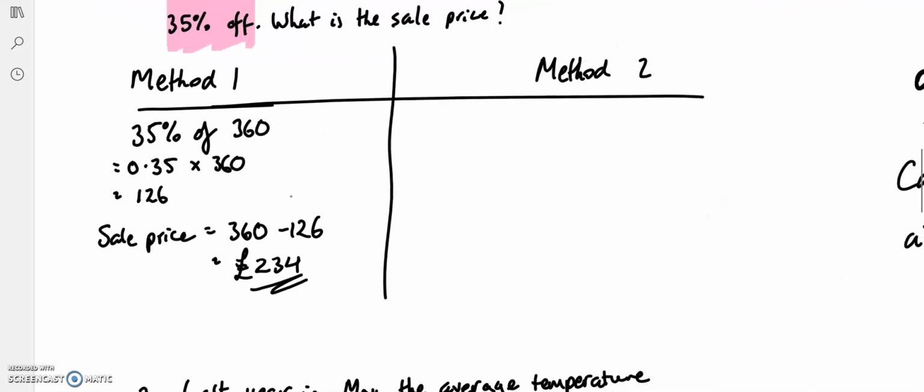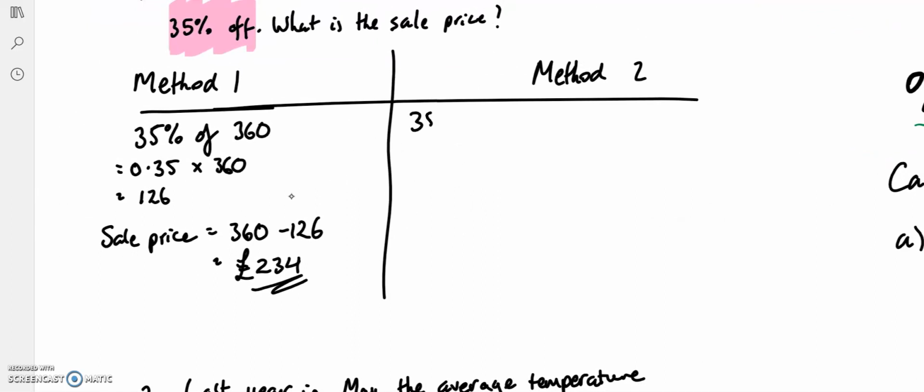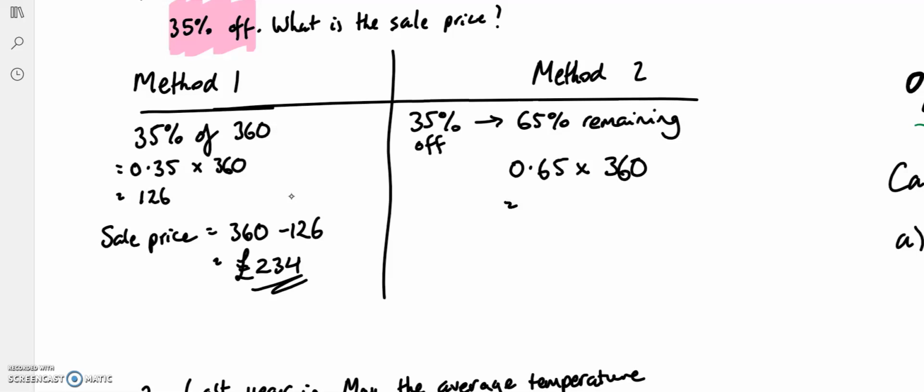Method two is called the multiplier method. If we have 35% off, that means that there's 65% remaining. So instead of figuring out the percentage and taking it off, we could just figure out 65% because that is what will be left, that will be the price. So if we want to do the 65% method, divide it by 100, times it by the total, and you'll notice that this comes out to be the exact same in one line of working, £234. Both methods are completely accepted.